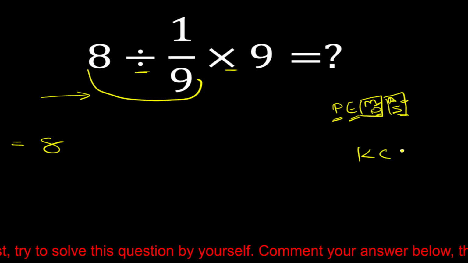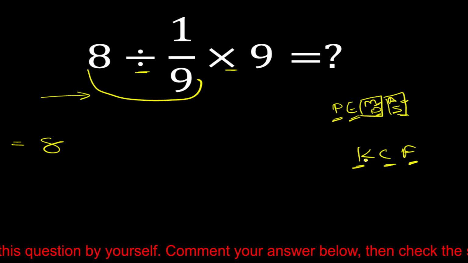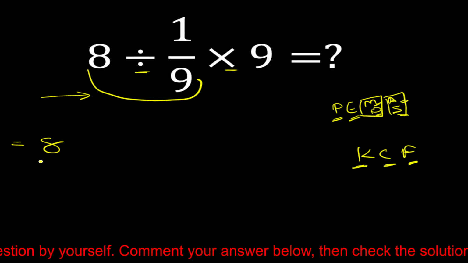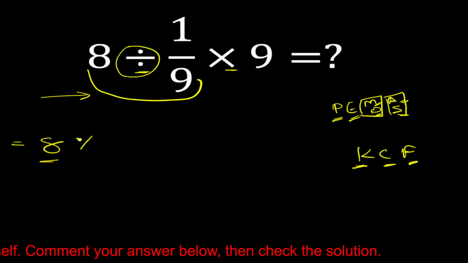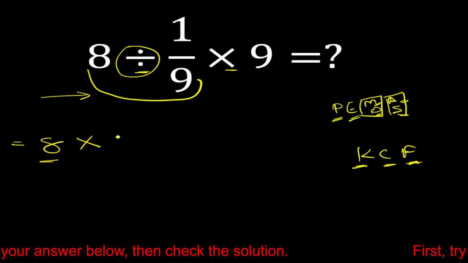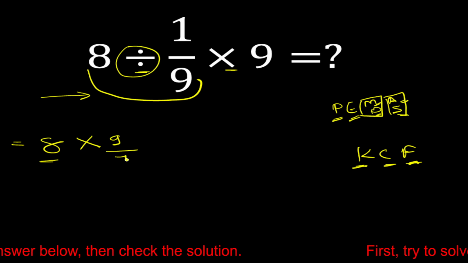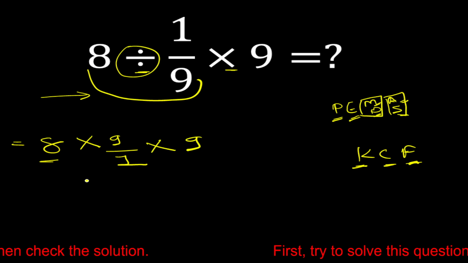Now according to KCF rule, K means keep, C means change, and F means flip. Therefore, keep this 8 as it is same. Now change this sign from division to multiplication. Okay, and flip this fraction. 1 by 9 is equal to 9 by 1. Okay, multiply 9.